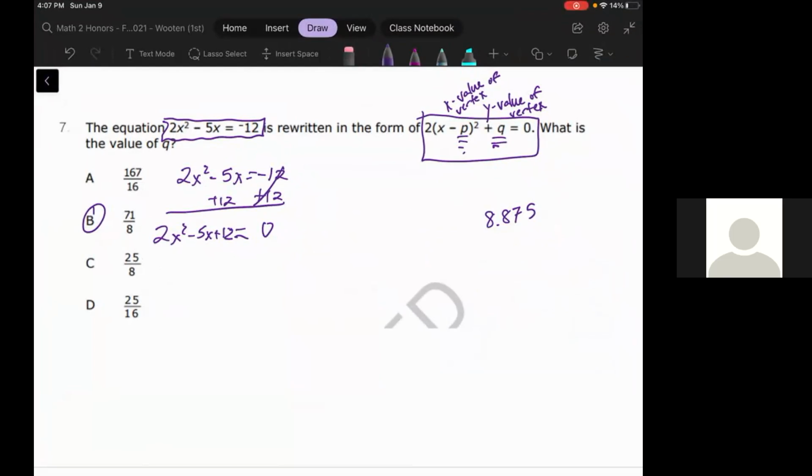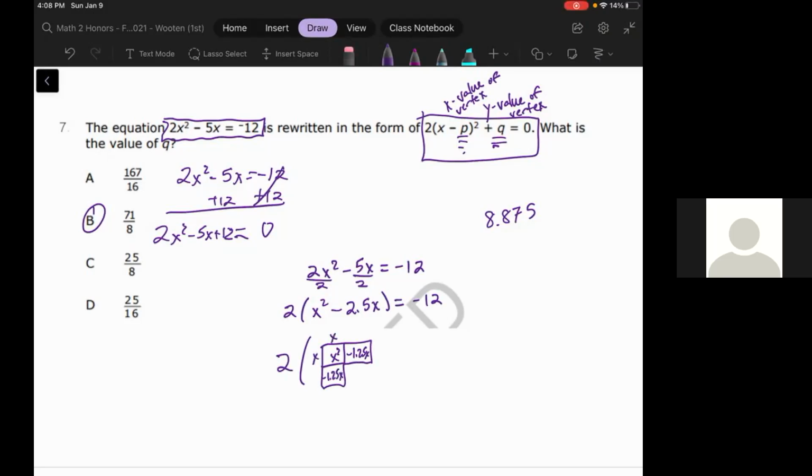But just to double check, if I went through and actually did the completing the square on this, I would need to divide both things by 2 first to get the x squared by itself. Factor that 2 out. So divide both by 2. This gives me x squared minus 2.5x equals negative 12. And then at this point, we would draw an incomplete square. If I split up the negative 2.5, that becomes negative 1.25x in each corner.